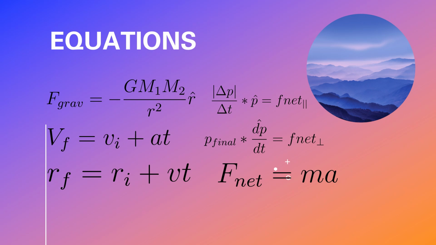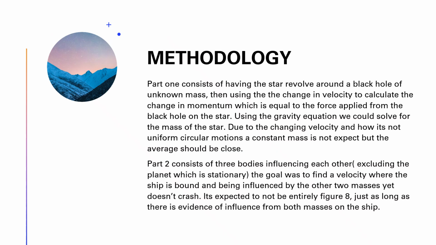Here are some equations we need. First up, F-grav. This is what we use to find the mass of the black hole by finding the F-net, which is going to be just F-grav. And so when we set the two equal to each other, we can solve for M1. And then over here on the right, we have the F-net parallel and the F-net perpendicular components, which are used to find F-net and also account for its changing velocity. We have to find the changing velocity, plug that into these, get F-net from that, and plug that into here. Boom, we got that.